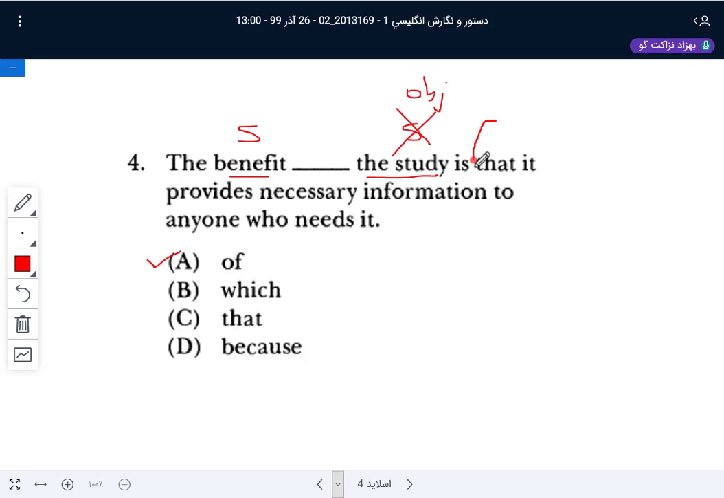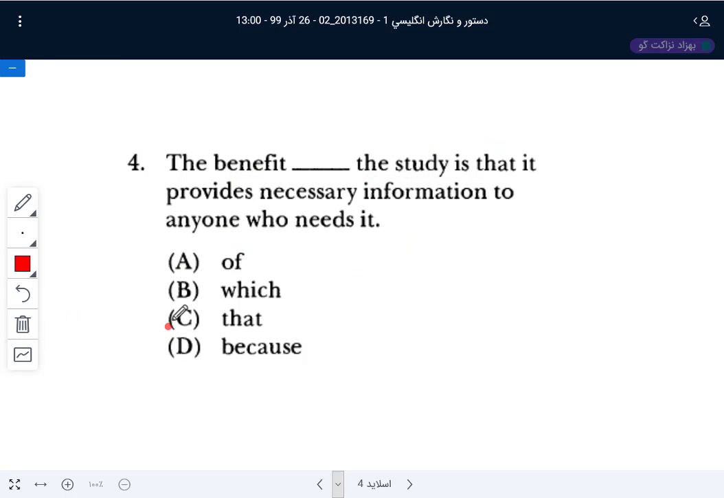This is the complement. And the complement actually is a noun clause or adjectival clause, so that it provides necessary information to anyone. And then this anyone, we don't know who this anyone is. That is why we have modified this with this adjectival clause. This is a necessary adjectival clause. Who needs it? And that is why we don't see any comma here.